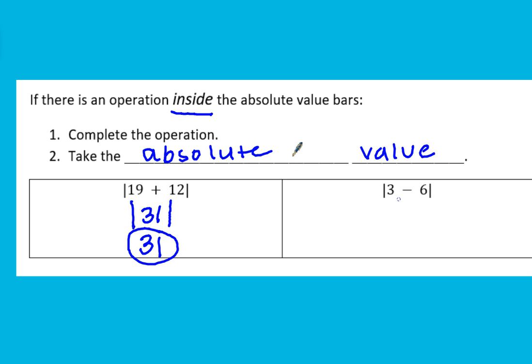As we look into the next one, we have a subtraction problem. We have the absolute value of 3 minus 6. This subtraction sign is inside the absolute value bars again, so we want to do that first. 3 minus 6, that's negative 3. But we still haven't taken the absolute value, so those absolute value bars need to go around there. Step 2 says take the absolute value. The absolute value of negative 3 would just give us 3, so our answer here is 3.